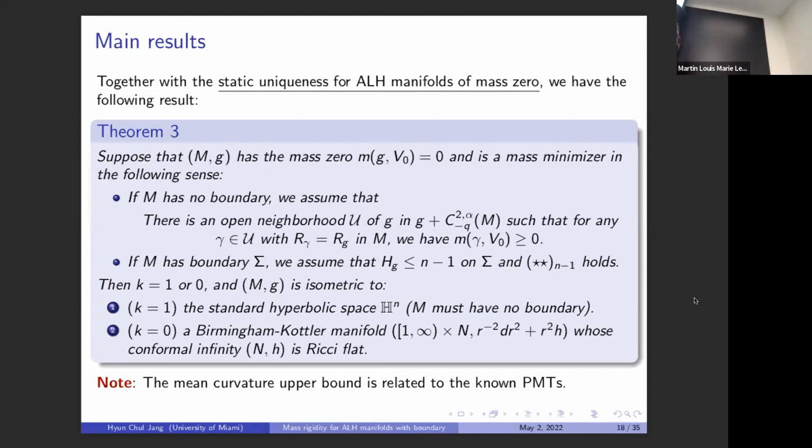Then it turns out this reference manifold has a restriction. So k must be one or zero. K equals negative one cannot have such a minimizer. And this M_g is isometric to one of these two cases. If k turns out to be one, then M_g must be isometric to standard hyperbolic space. It also implies that M must have no boundary. And when k equals zero, it is going to be a Birmingham-Kottler metric with the minimal surface cut out, and whose conformal infinity is Ricci flat. For the mean curvature upper bound, we are using n minus one. If you remember, this is related to the condition from the Positive Mass Theorem result.